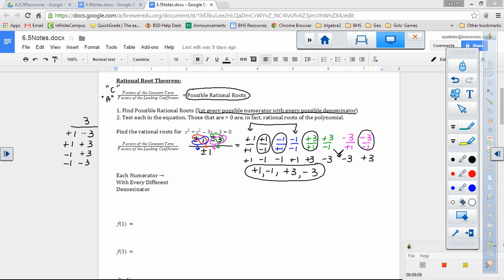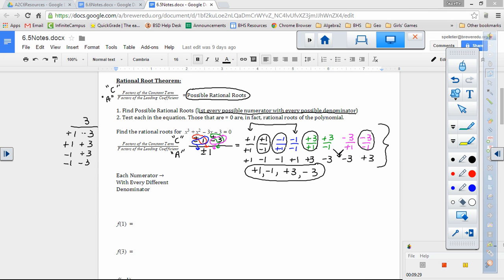Okay? So first we listed our c terms, our factors of c, over our factors of a, and then we literally matched up every single one and calculated what their answer would be. But I'm showing you here that there's a little bit of a shortcut. We don't always have to do this whole process.